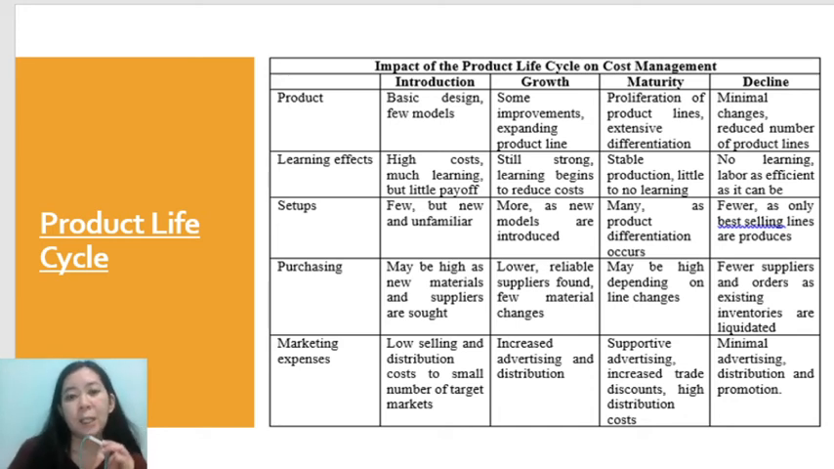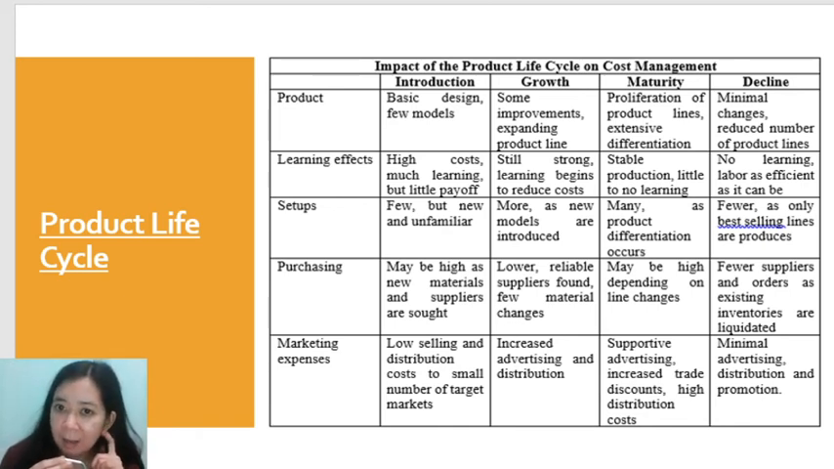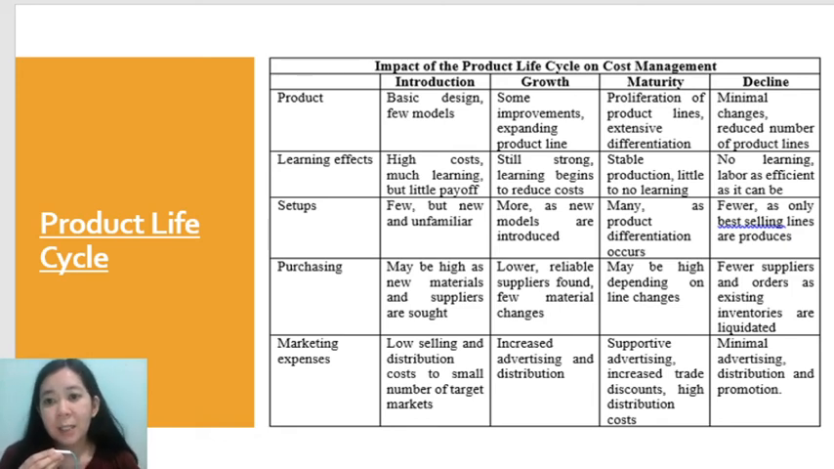So for this table, for the product, during the introduction, basic design, few models. In the growth stage, some improvements already, and there is also expanding of product line. For the maturity, there is proliferation now of product lines because they are now learning, and the product has found its market and becomes extensive, and they can apply differentiation on the products. For the decline stage, of course, minimal changes. There will also be reduction in the number of product lines because some might as well be closed.